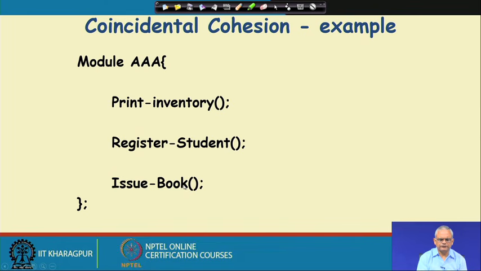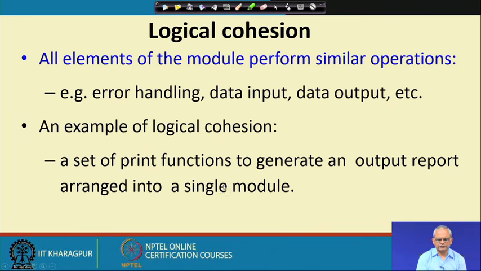And if we ask what module AAA achieves, we cannot really answer. We can say that it does some part of the inventory, some registering of students, it also does issue book, etc. So, there is no single function that this module achieves. It does various things here and there. Somebody has just put these functions randomly into this module AAA, and this we call coincidental cohesion.